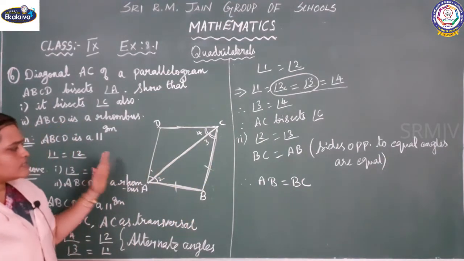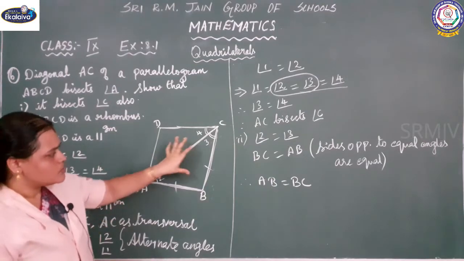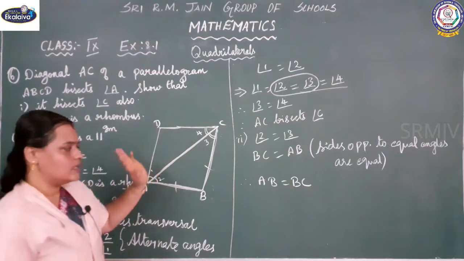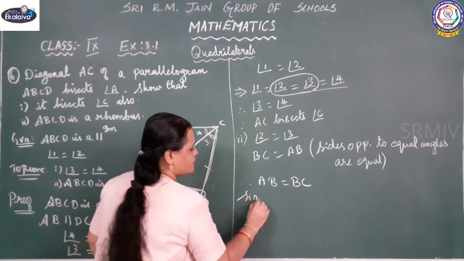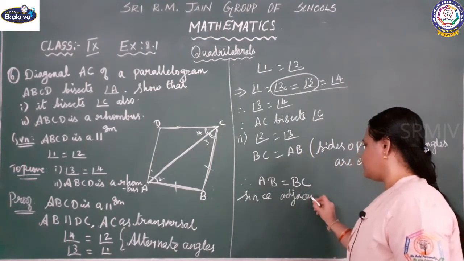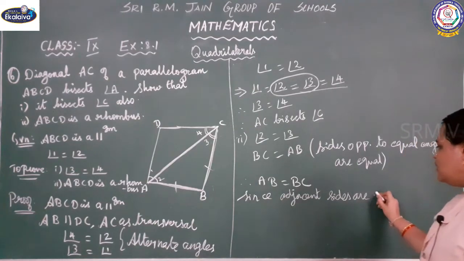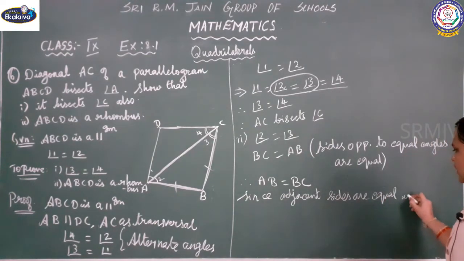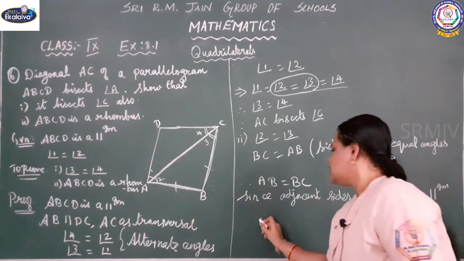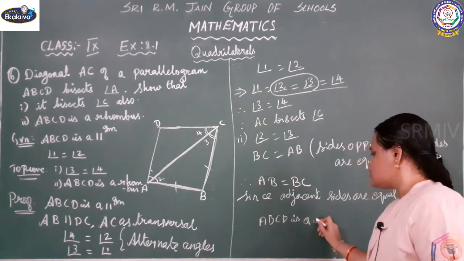But in the given they said it is a parallelogram. So you know opposite sides are equal in a parallelogram. So BC will be equal to AD and AB will be equal to CD. So since adjacent sides are equal in a parallelogram, ABCD is a rhombus.